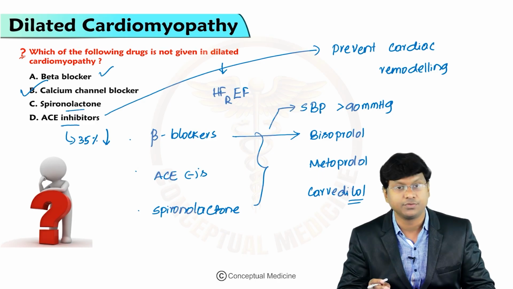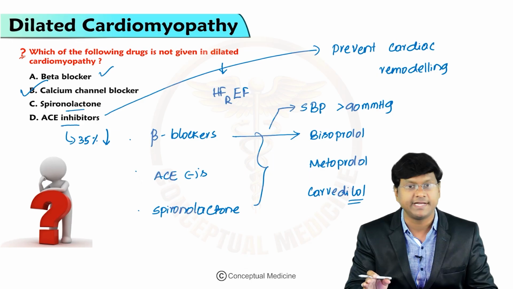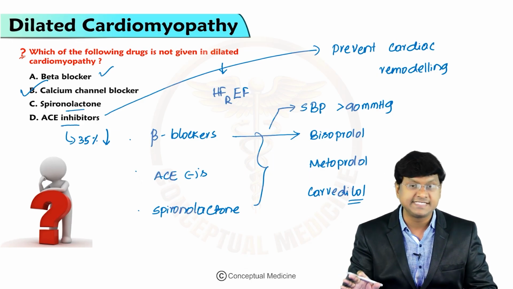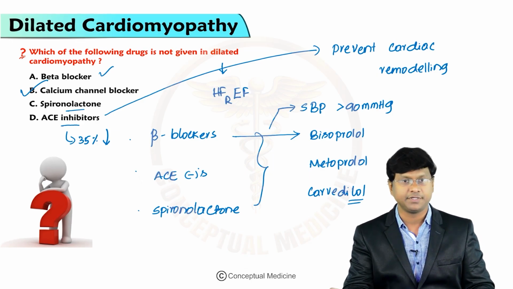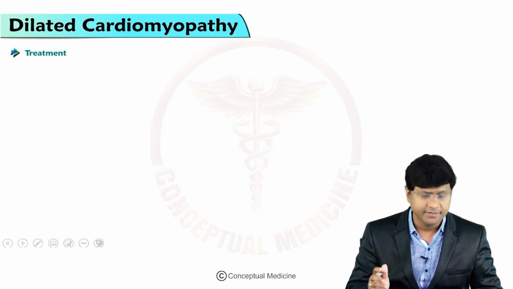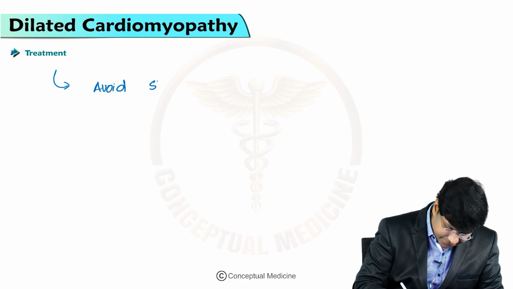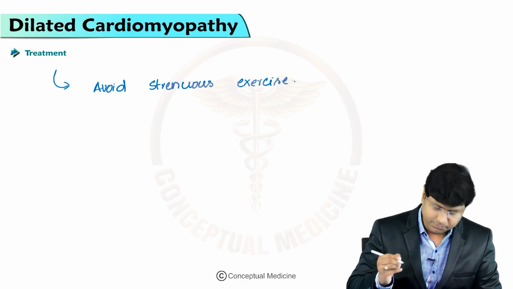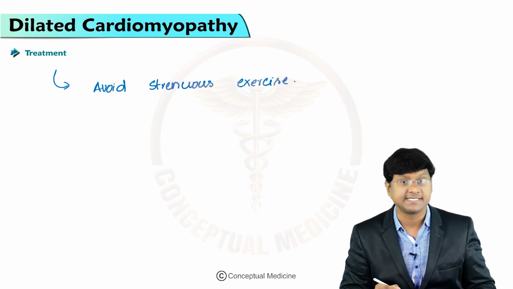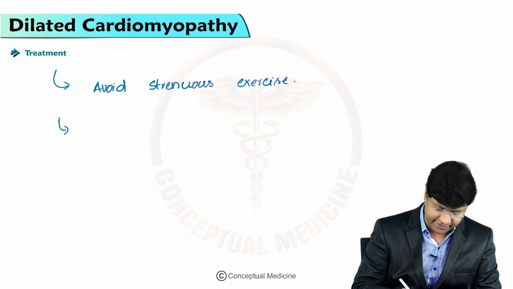And you take spironolactone, which is an aldosterone antagonist. This is also associated with reduction in mortality in all stages of symptomatic dilated cardiomyopathy. Now, in detail, if you see the treatment, first and foremost, avoid strenuous exercise, and you have to give the drugs for the treatment of the heart failure.